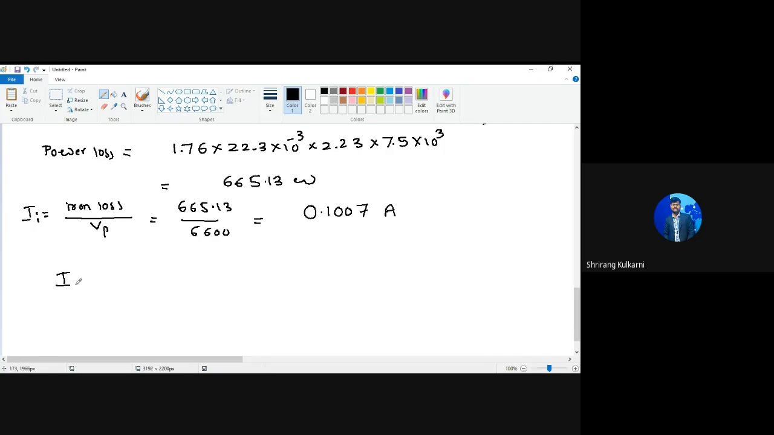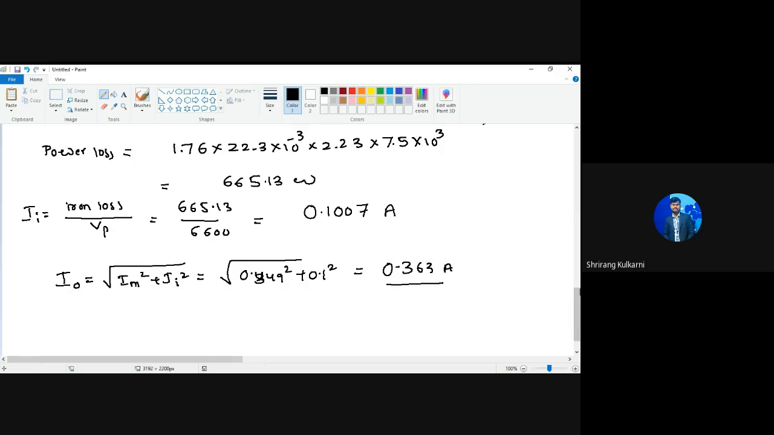So you can calculate I naught now. It is the square root of Im square plus Il square, that is 0.4349 square plus 0.1 square. You will get 0.363 ampere. It is the no load current value. So up to this we have to do now.